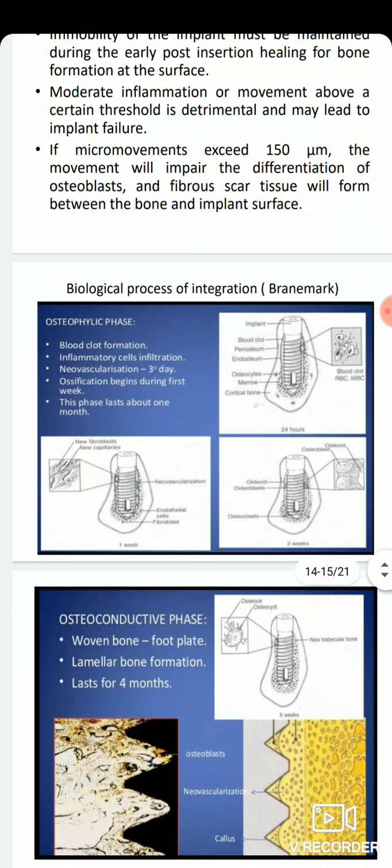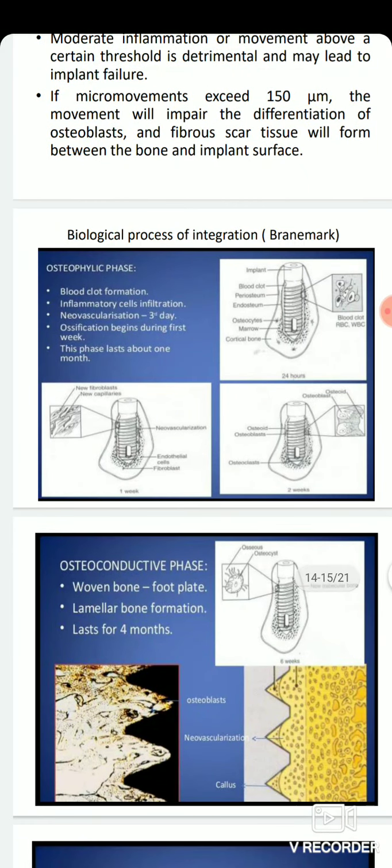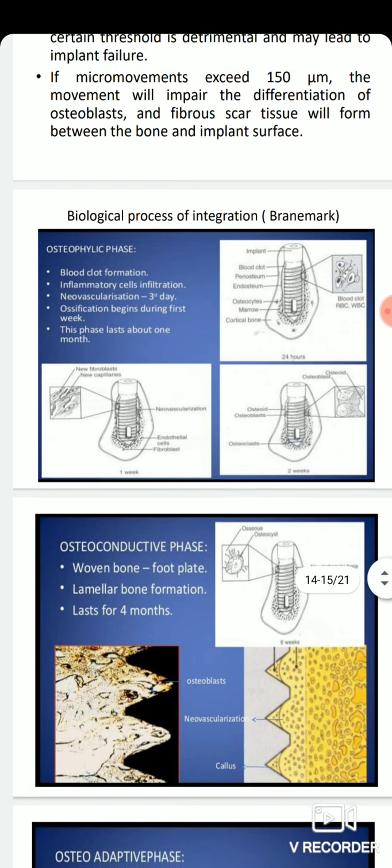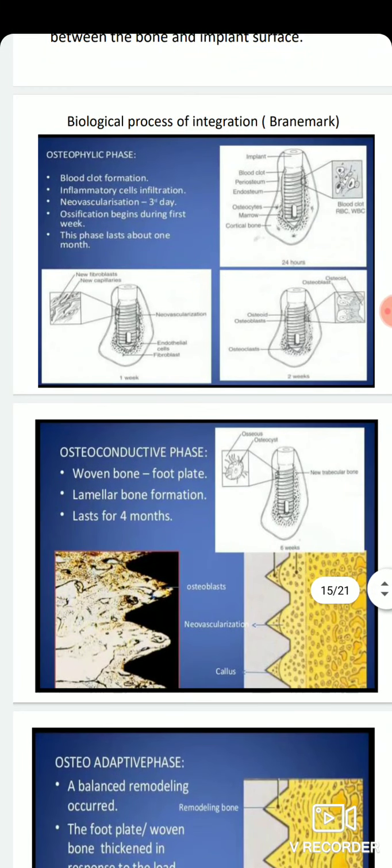Coming to the biological process of integration, which was studied by Brånemark, it is divided into three phases: osteophilic phase, osteoconductive phase, and osteoadaptive phase. The osteophilic phase is the first phase, where blood clot formation, inflammatory cell infiltration, and neovascularization at the third day occur.